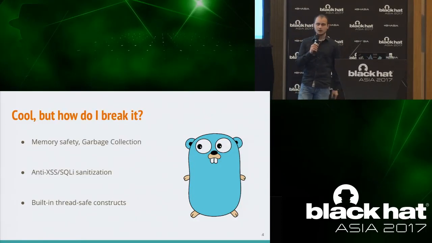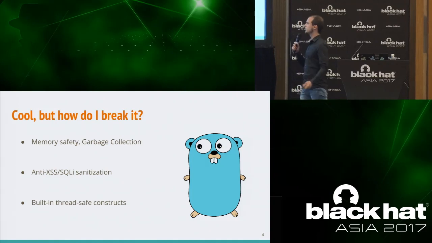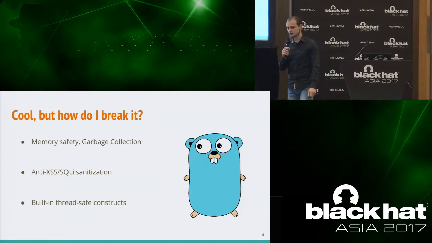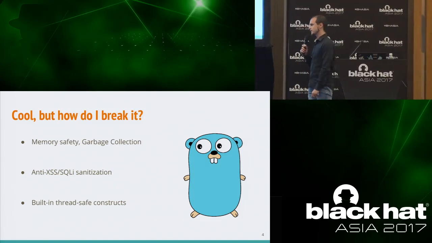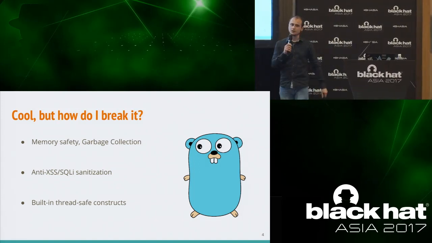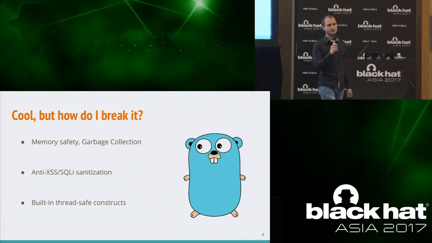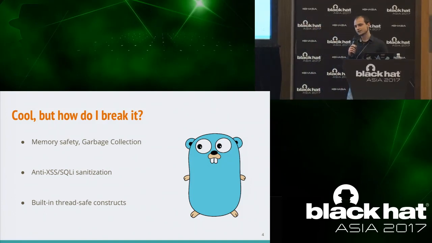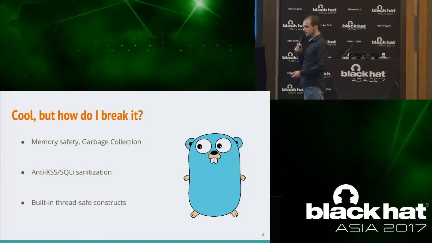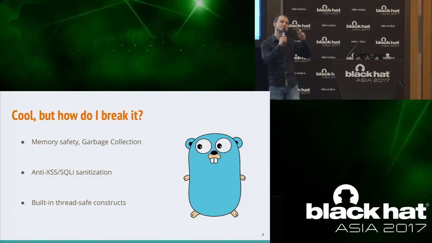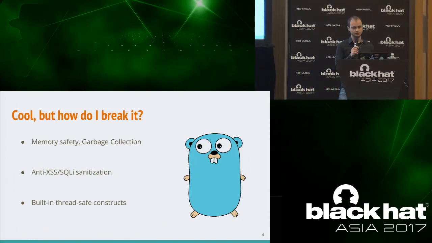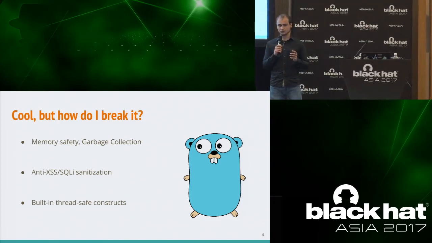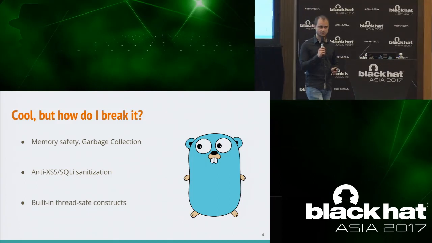So I started to look into usual stuff. Memory safety, garbage collection. Those are pretty strong. I wasn't able to find any memory problem, not on a design level at least. And since the language is itself garbage collected, it is very unlikely to find some memory leak in some Go code.